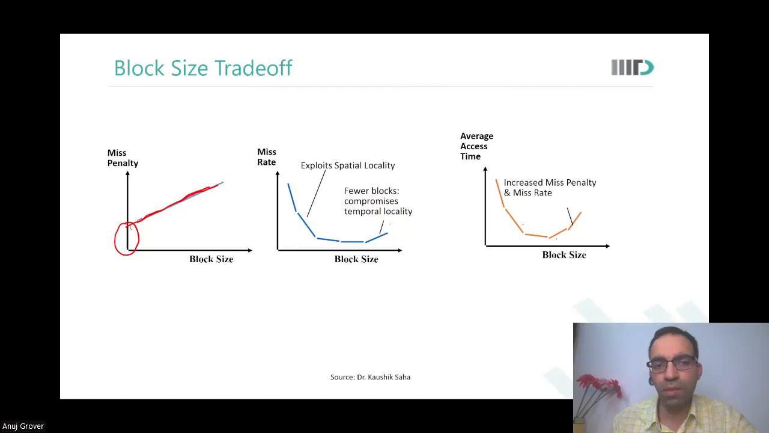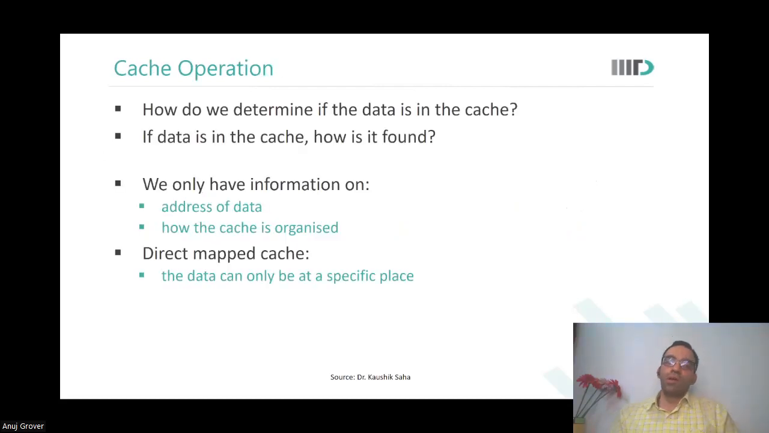So that is how you would access data. But how do you determine if the data that you wanted is in the cache or not? Or if the data is in the cache, how do we find that data? So what do we have? The information that we have is the address of the data, and we also know how the cache is organized.